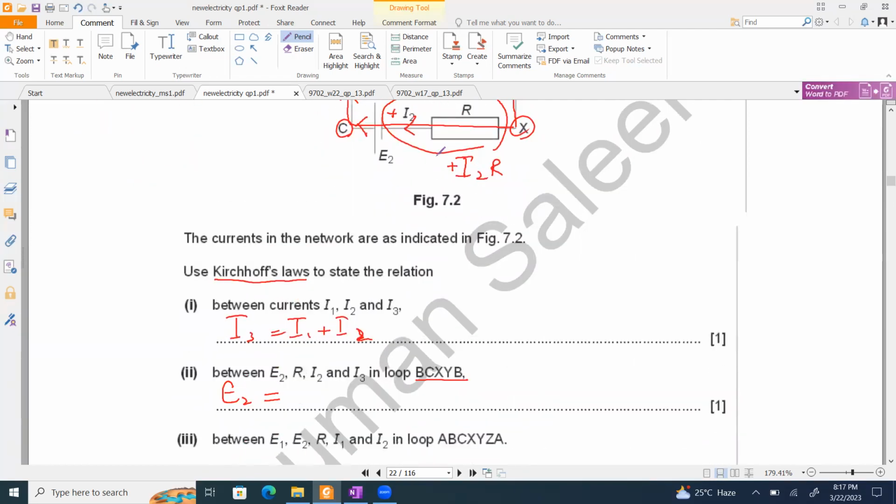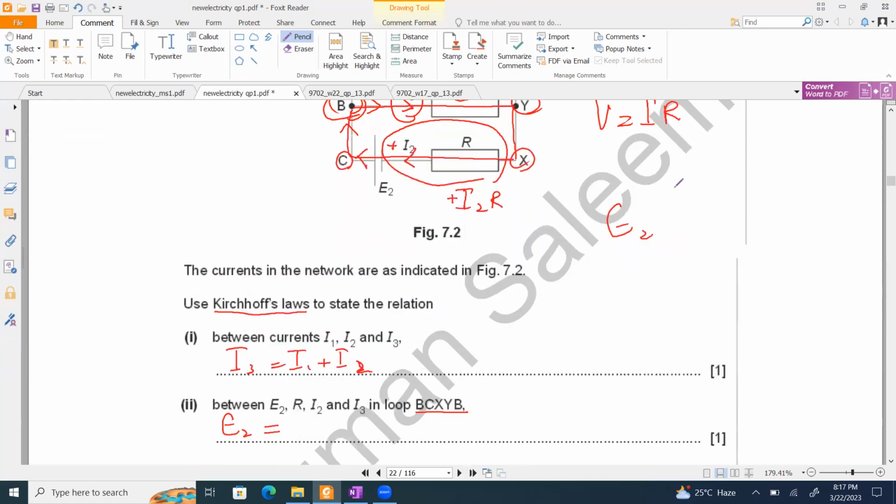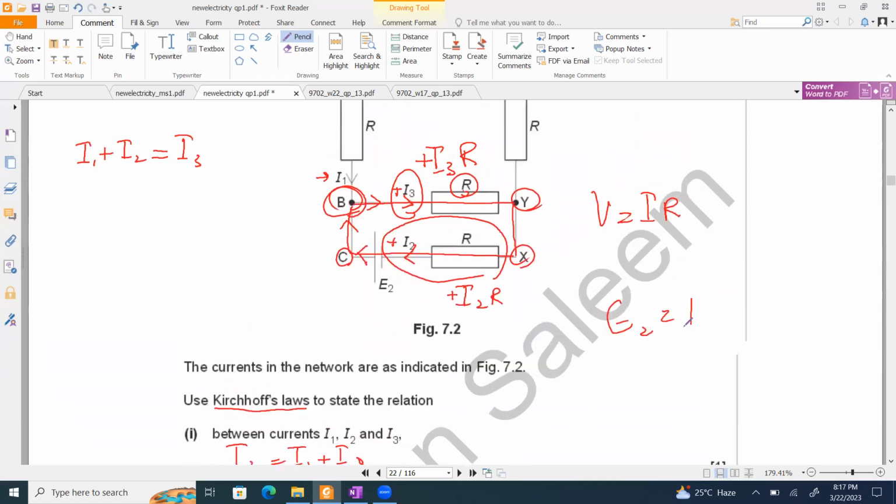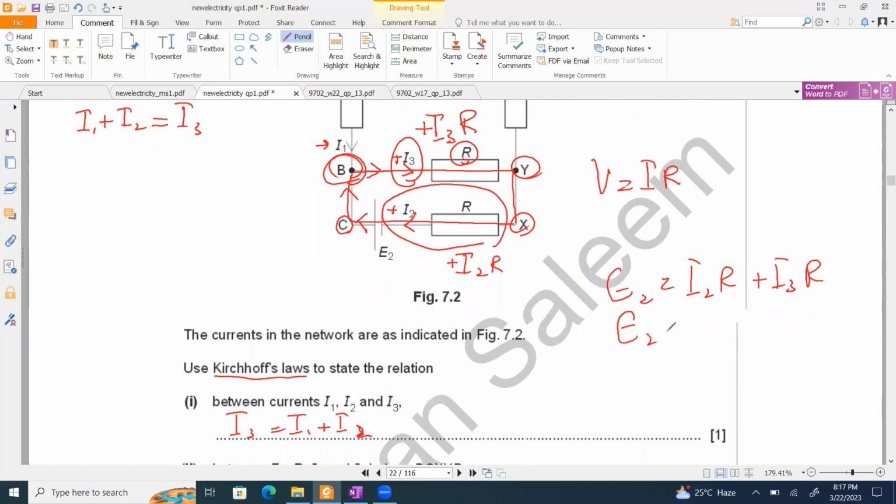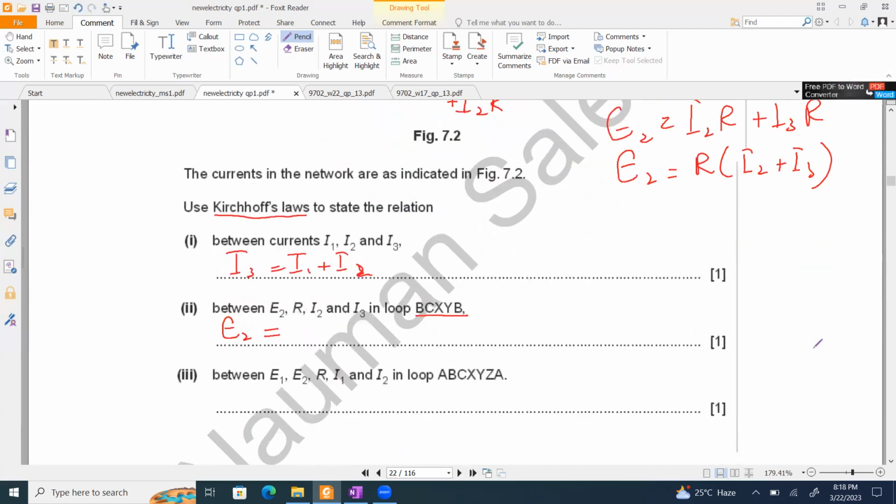So my equation must be E2 equals I2R plus I3R. Okay. And accordingly, I can take R common, I2 plus I3. So the final equation I should write here is R common, I2 plus I3. I hope you understand it, right?